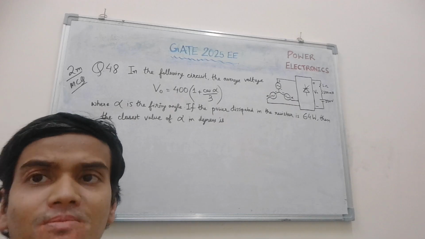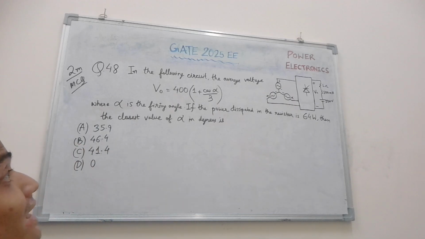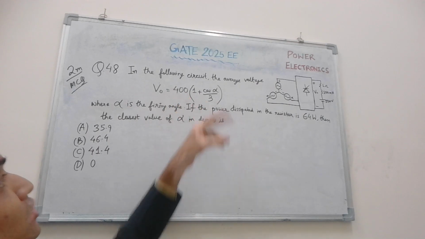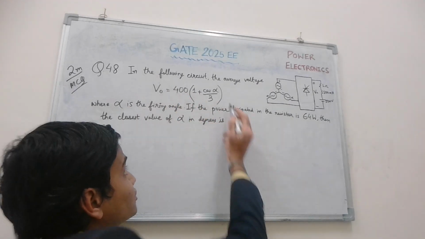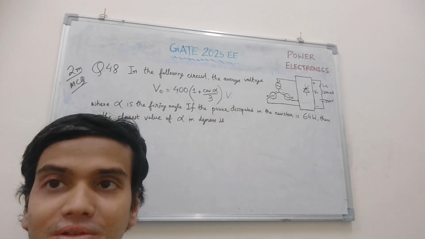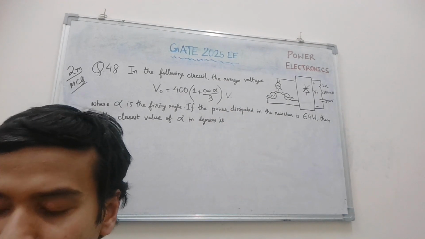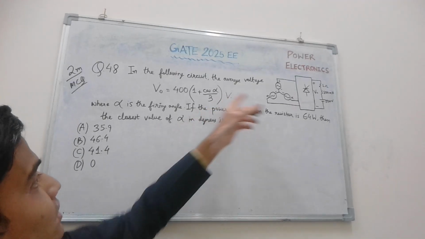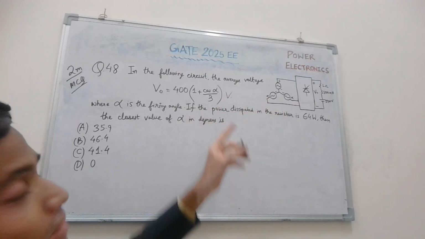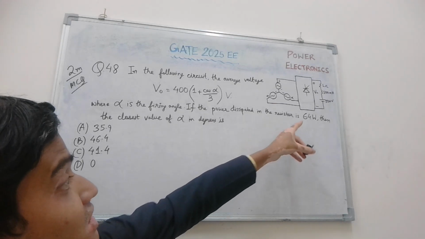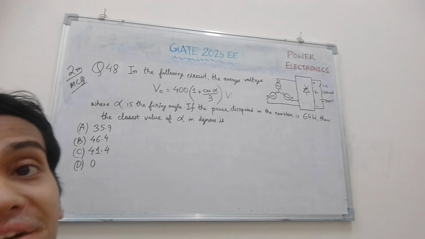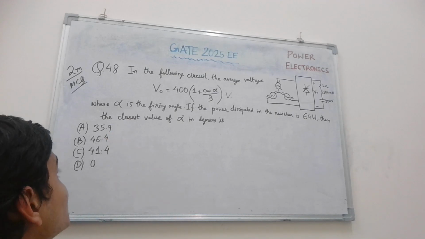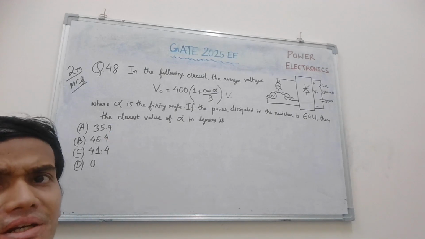And the question is given as: in the following circuit the average voltage is V0 equal to 400 into (1 plus cos alpha) by 3 volts, where alpha is the firing angle, as you all know, of this converter. If the power dissipated in the resistor is 64 watt, then the closest value of alpha in degrees is, and the options are given as A 35.9, B 46.4, C 41.4, and D 0.